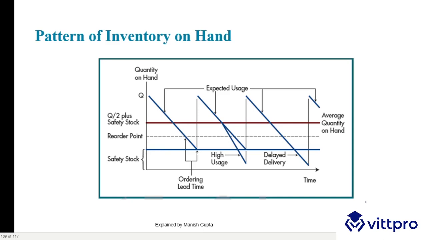So you should not be falling below the safety stock. You have to have that always. If there is high usage, you may fall below safety stock, but in that case you can always order earlier, depending on how often you are looking at your inventory report.